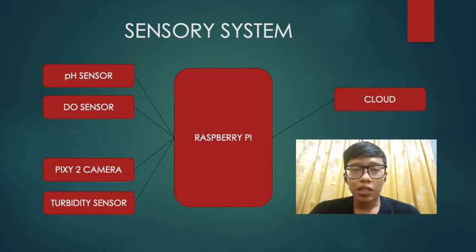When we use normal equipment, we need to go to the system every morning and every evening and check the water quality manually. But by using the sensor box that we designed, we can check the water quality using our phone or our devices, because the data will be stored in the cloud storage.